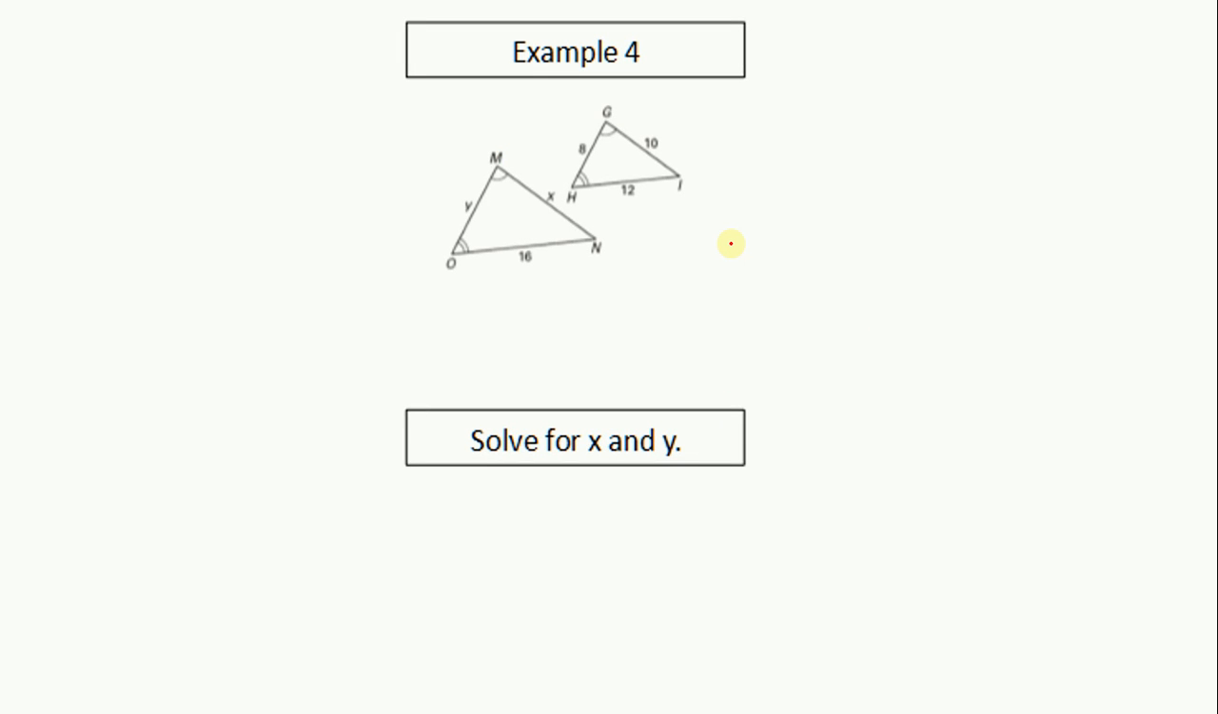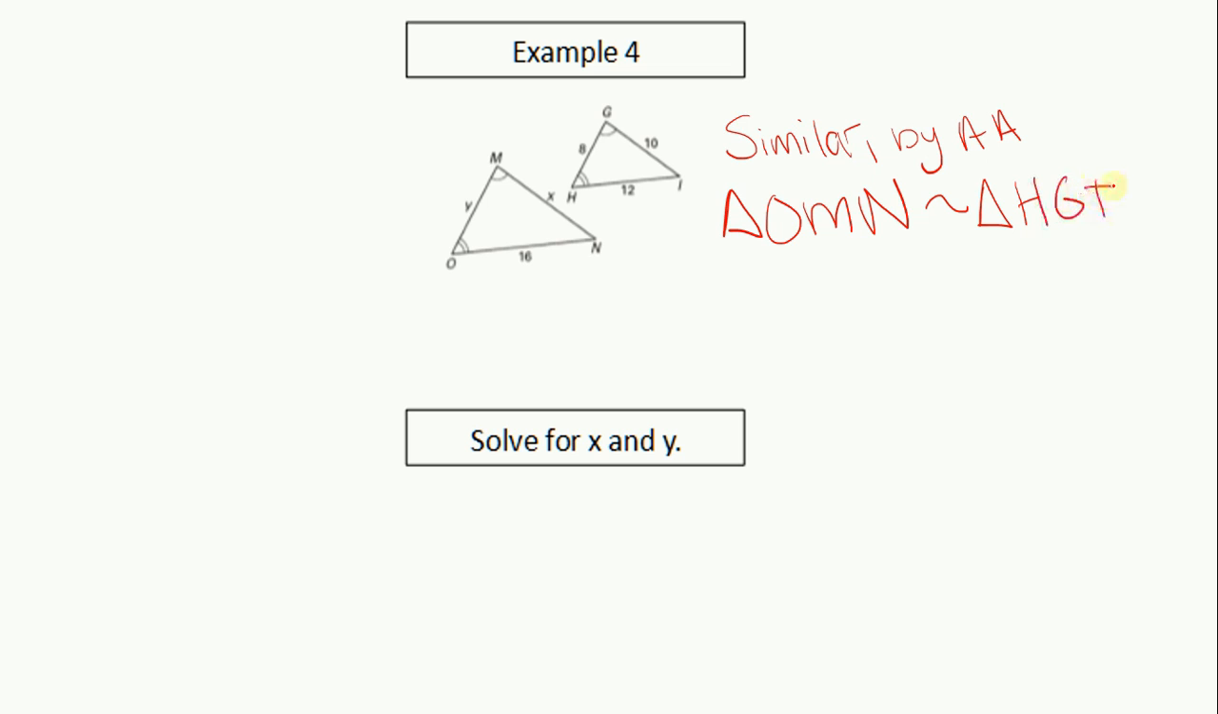Let's look at the last example. This one we're going to do some algebra on as well. So immediately I do notice we have angle O congruent to angle H, and angle M congruent to angle G. So I do have AA similarity, so we can write they are similar by AA. Now let's write our triangle similarity statement. So we have OMN is similar to triangle. We gotta start with 2, 1, none, so 2, 1, none. HGI looks like that.